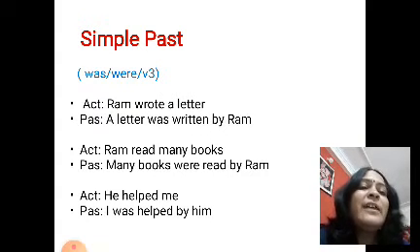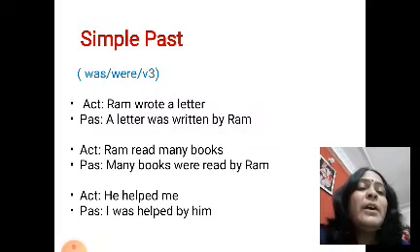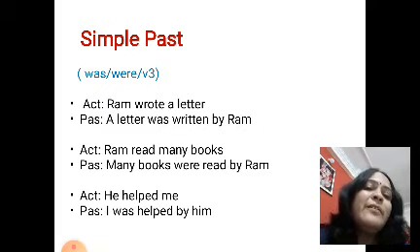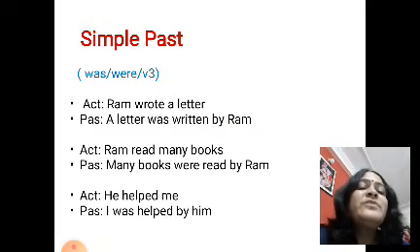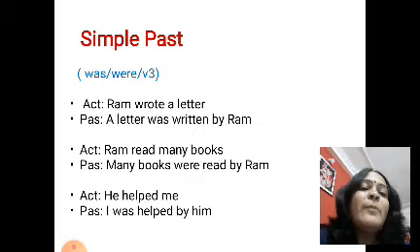Ram wrote a letter, then a letter will become subject. A letter was, why? Because one letter is there. That's why we are using was. And third form of wrote is written by Ram. Ram read many books. Then many books are there. That's why we are using were. Many books were. Third form of read is read. Pronunciation is different, but spelling is same. Many books were read by Ram.